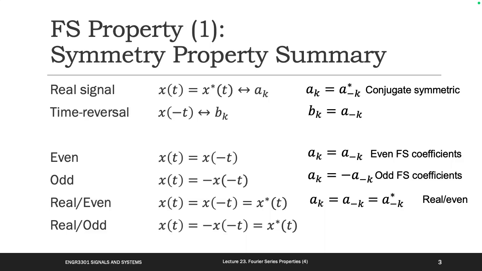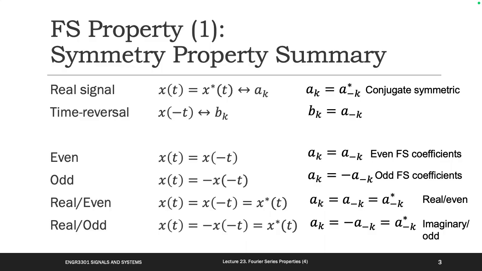Okay, and the next one is real and odd. If your signal is real and odd, you have this relationship for the FS coefficient: a_k equals negative a_{-k} equals a_{-k} conjugate, which means if you observe it, the FS coefficient is imaginary and odd. That makes sense to you? Okay, and this is the symmetric property.